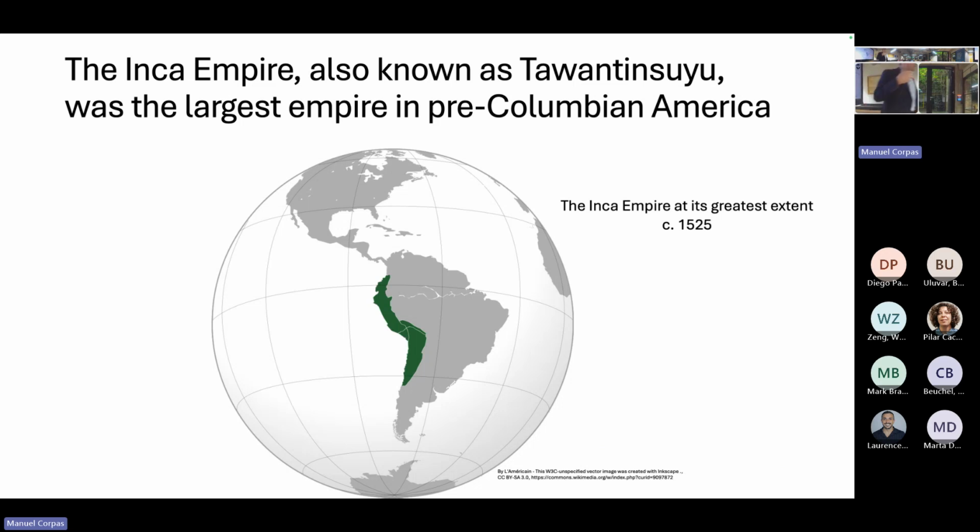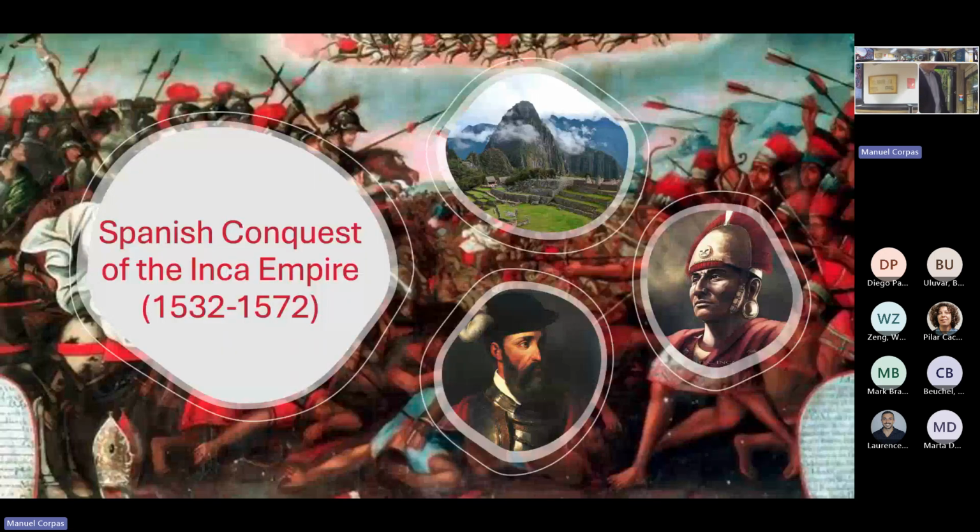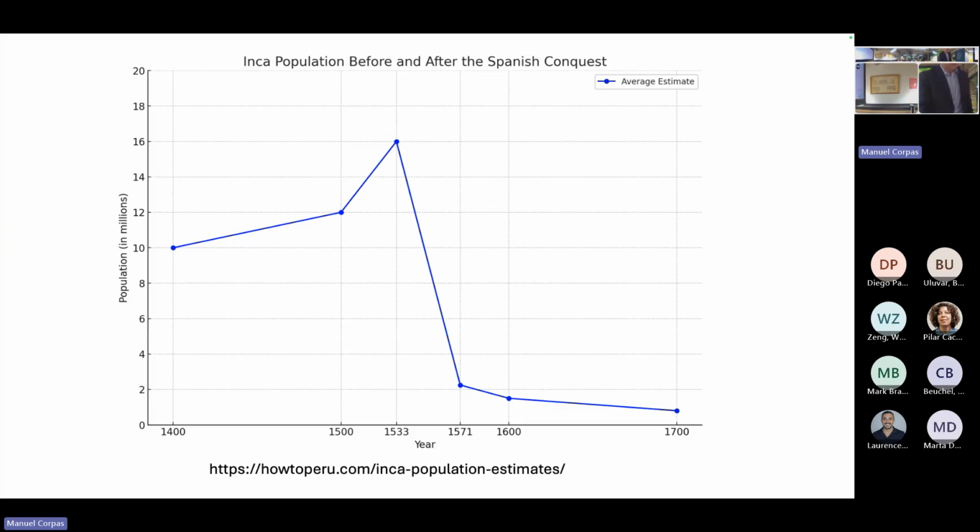And if we look at estimates of the population when the Spanish came, which happened around 1532, the effects of the Spanish conquest were absolutely devastating for the population. So from a peak of around 16 million people in the Inca population, in about 40 years, we got to less than 2 million people. So 90% of the population died.